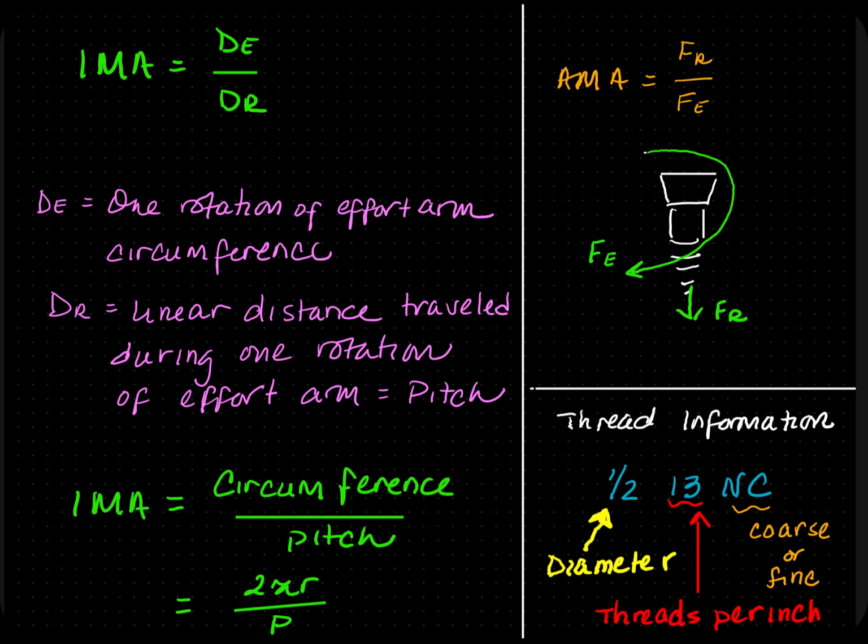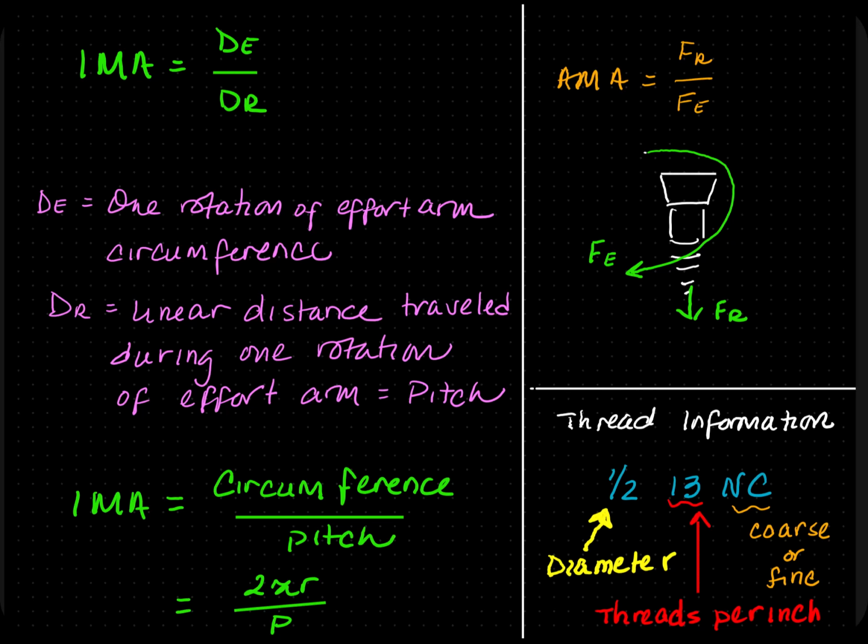AMA is the same as before. FR over FE is the resistance force over the effort force. The effort force in a screw is always rotational motion. The resistance force is always linear.